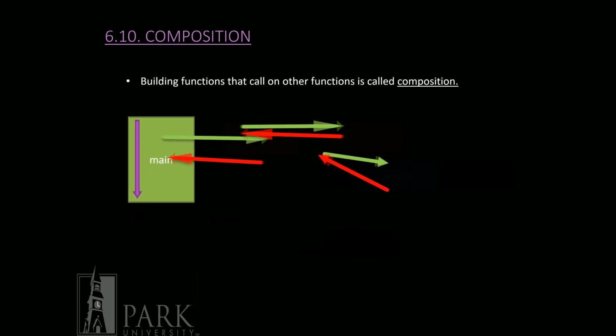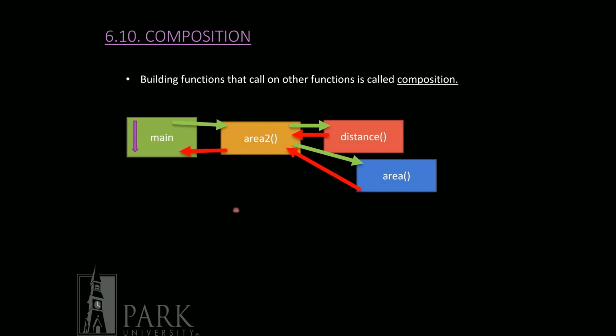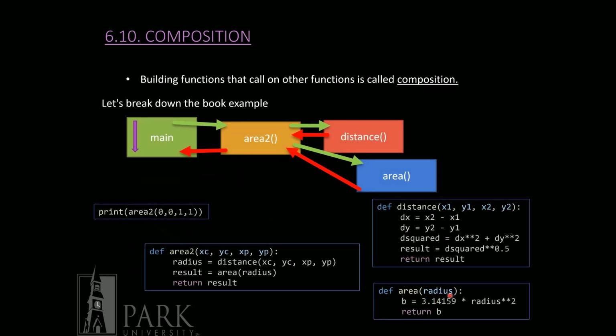So in the textbook, we have something very similar where we have a main function that is calling various other functions. We have the print function, which is then calling area2, which is calculating the area of the circle based on given coordinates. But these individual functions don't really need to know that. In this case, the distance function is calculating the distance between 2 points. Area2 is using the value that is returned from that as an input to the area function, which calculates the area of a circle based on a radius.